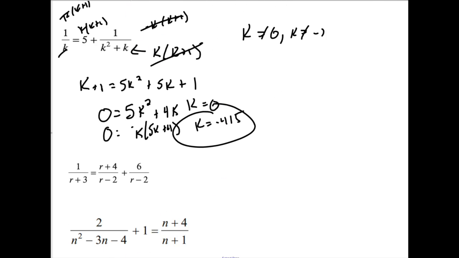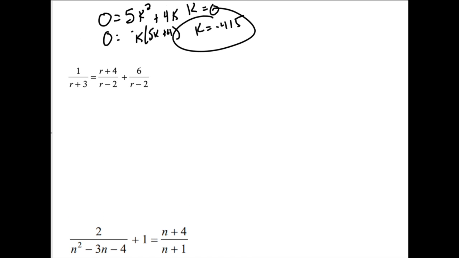All right, we're really making some good progress here. Moving on down to that next one. And I've got this one here. Okay, so excluded values, r equals 2, r equals negative 3. I'm going to multiply through by r minus 2, r plus 3, r minus 2, r plus 3, r minus 2, r plus 3.